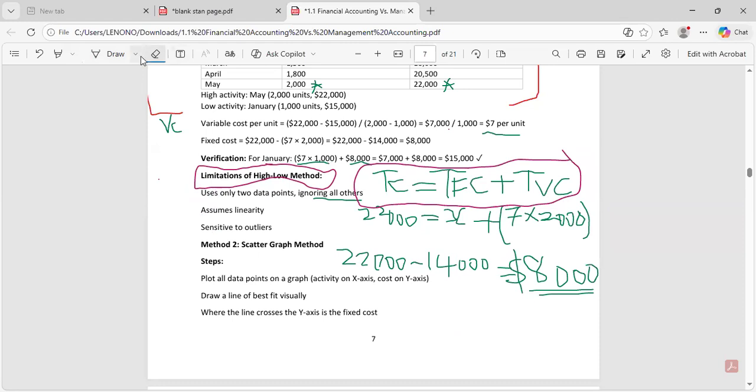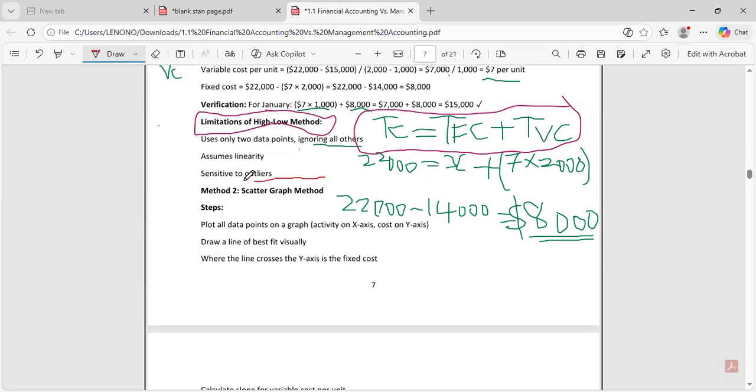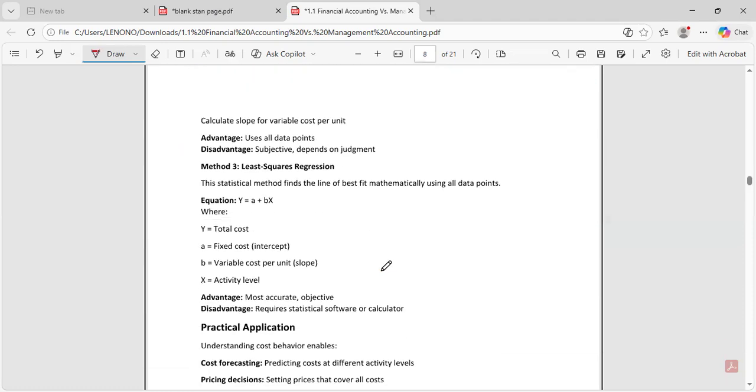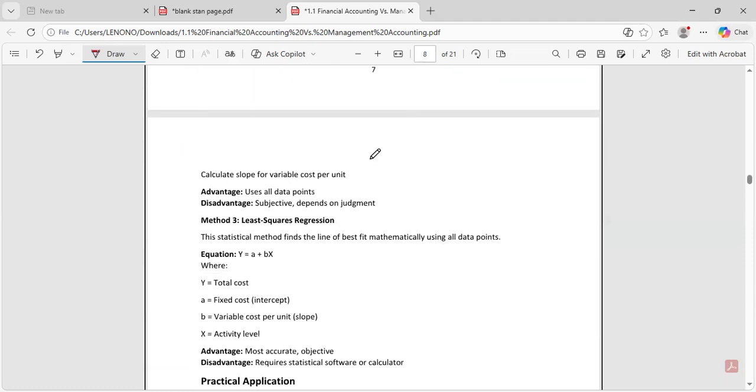Now we get into what we call method two, which is the scatter graph method. The steps involved are: plot all data points on a graph, activity on the x-axis and cost on the y-axis. Draw a line of best fit visually. Where the line crosses the y-axis is the fixed cost. Then calculate the slope for the variable cost per unit. The advantage is that it uses all data points; the disadvantage is that it is subjective and depends on judgment.